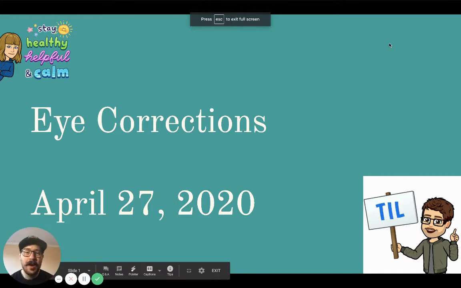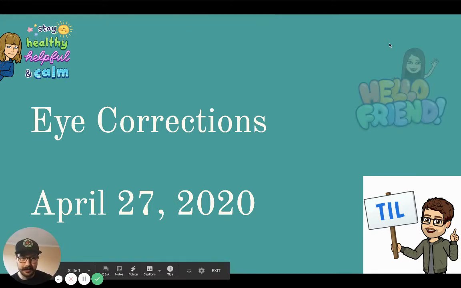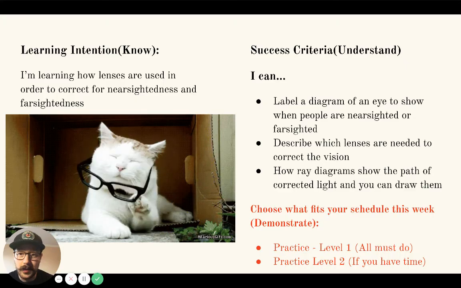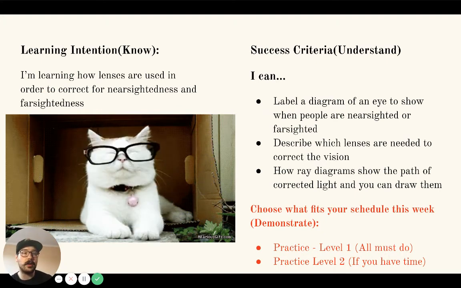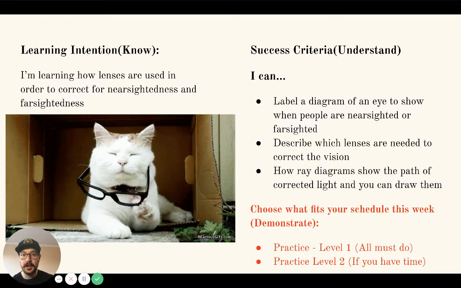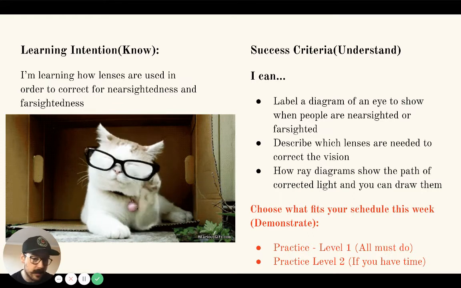So, welcome to April 27th, 2020. We are doing eye corrections this week. Of course, you should be watching me on this slide, hopefully, and learning what we're going to be working on this week. So, what do you need to know? Well, you're going to be learning how lenses are used to correct nearsightedness and farsightedness, and we're going to figure out what those things mean.